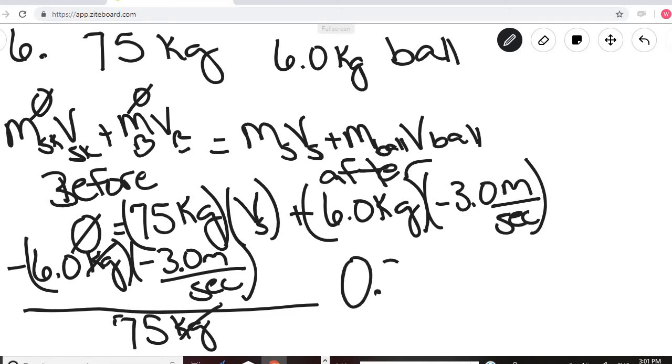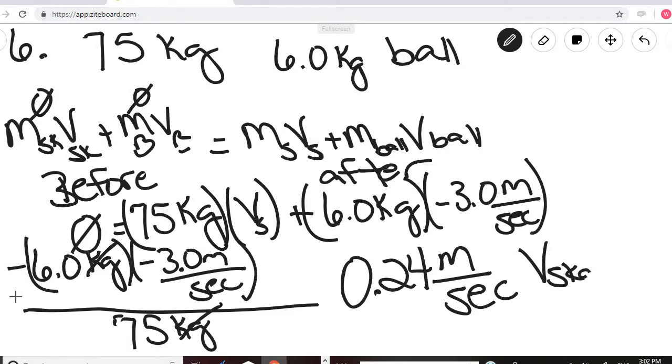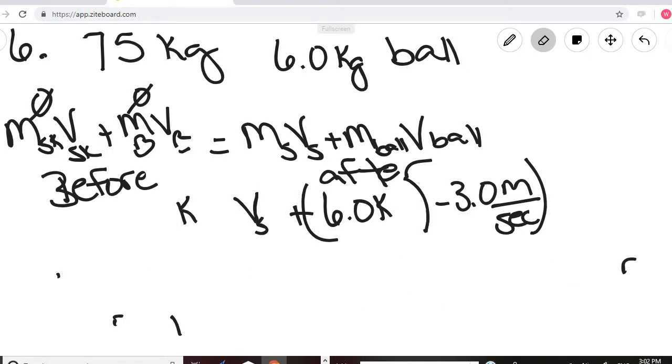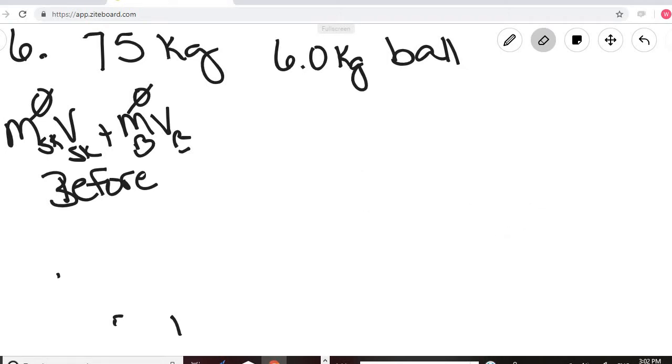So you get 0.24 with two significant figures, meters per second. It is positive, so this is the velocity of the skater. And the positive number just tells us that the velocity of the skater is in the opposite direction of the velocity of the ball. So if the skater throws the ball forward, and we define that as negative, then the skater will move backwards. The velocity of the skater will be in the opposite direction of the velocity of the ball.